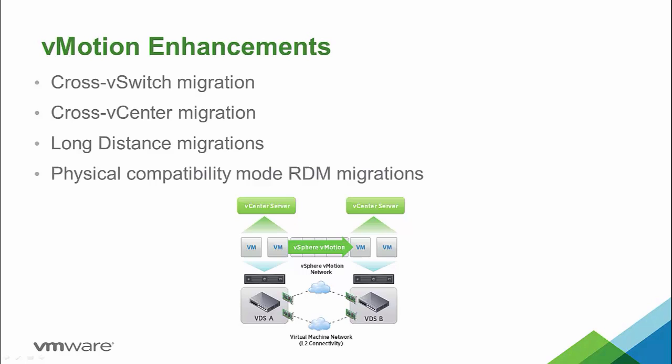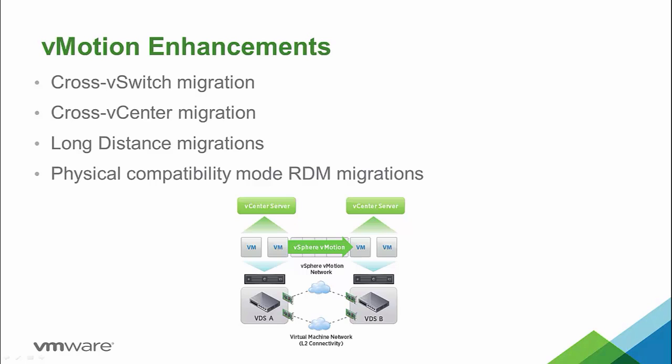Support for long distance migrations was also added in vSphere 6. What this means is it supports maximum round trip of 150 ms. Just for comparison, in vSphere 5 the maximum round trip that you could have was 10 ms. Anything higher and you would have the vMotion job fail. Now with the round trip being 15 times larger, it allows you to do migrations from sites that are more distant from each other without the task failing.